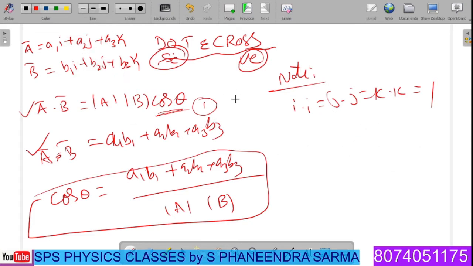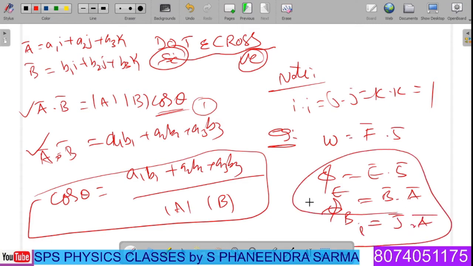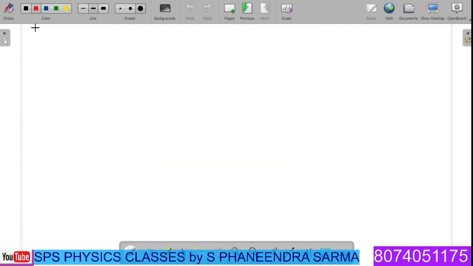Now, what are the examples? We'll see examples. In the calculation of work done, W is equal to F bar dot S bar, we use this dot product. In the calculation of flux, E bar dot S bar and B bar dot A bar, this is the electric flux and this is the magnetic flux, phi E and phi B, followed by current I, which is J bar dot A bar. All these come under vector dot products. On the other hand, in the objective examination corner, what are the important things?